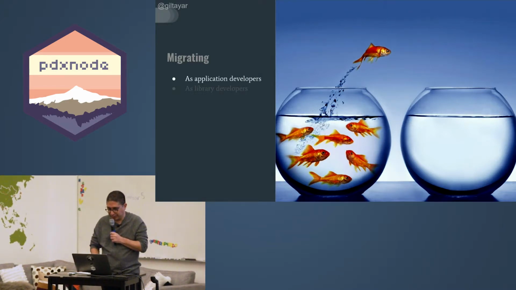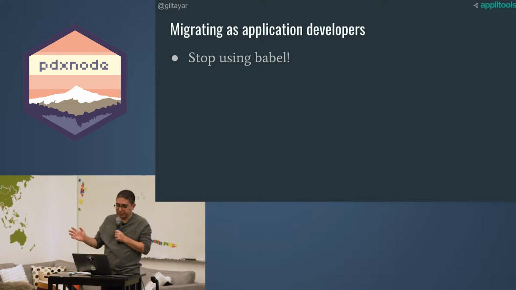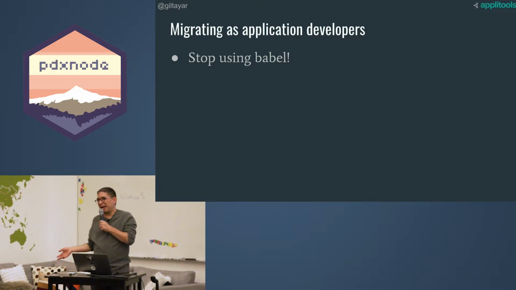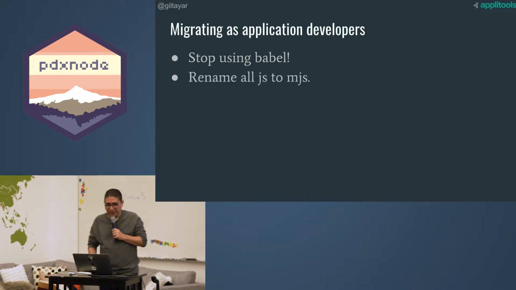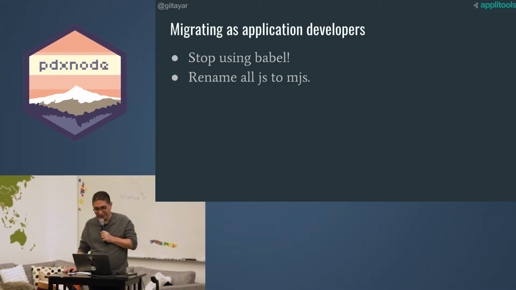First of all, we have two migrations: as application developers writing an application, and as library developers writing a library. Let's start with the easy one, application developers. It's easy peasy. First of all, if you're using Babel in Node.js, please stop using it. If you're using TypeScript, I'm sorry, I don't know. Not a fan. I'm pretty sure they'll have a solution for that. I'm just joking. They're great. Rename all JS to MJS. Easy.